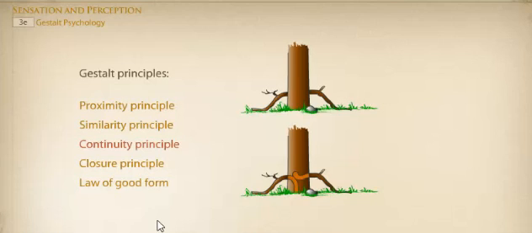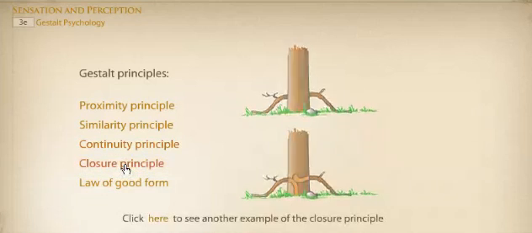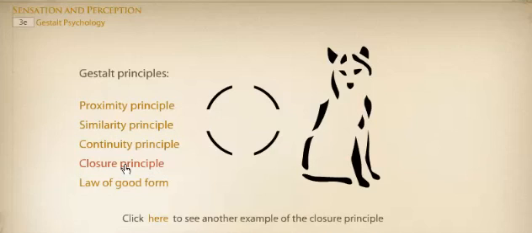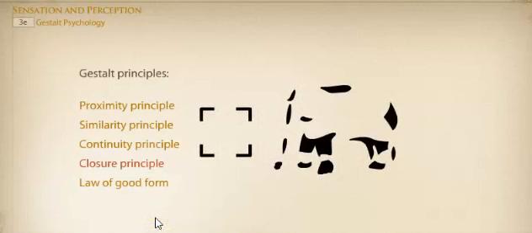Now look at the closure principle. People often group elements to create a sense of closure. Thus, you may complete figures that actually have gaps in them. The closure principle is apparent in these illustrations. Here, you see a circle. Here you see what looks like a dog. I'll show you another example of closure. Even though these illustrations are incomplete, you fill in the blanks and you see a square and an elephant.